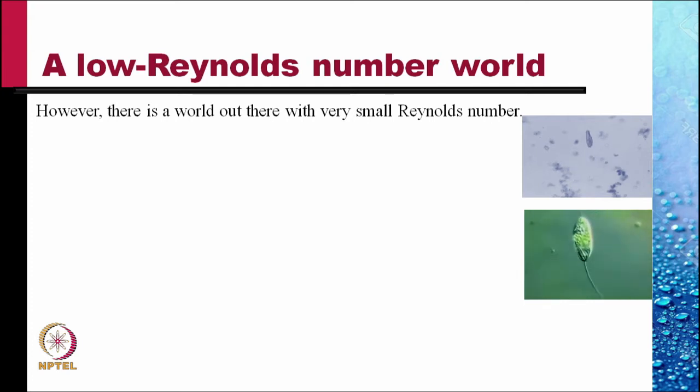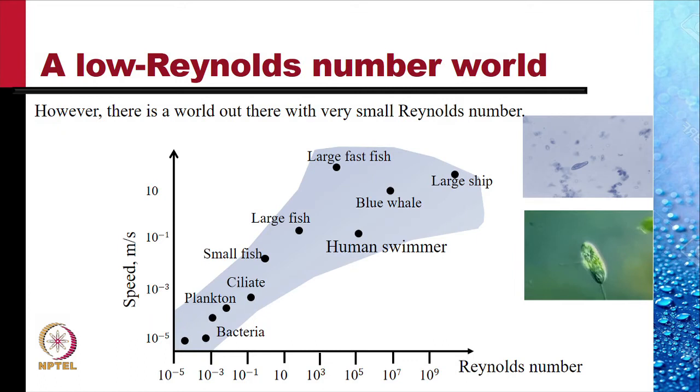However, there is a world out there with very small Reynolds numbers. This is the region where Reynolds number is less than 1. In this are included bacteria, plankton, ciliates, and other such small particles whose Reynolds numbers are less than 1.